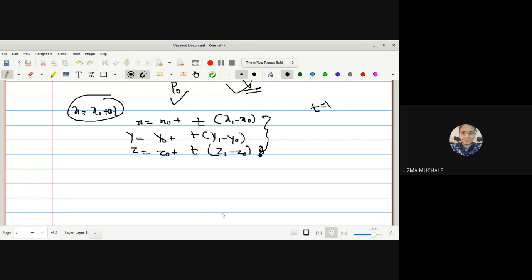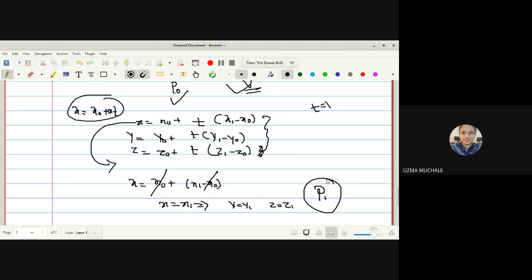t equal to 1 असेल तर काय होणार आहे? इक्वेशन सॉल्व करा. x is equal to x naught plus x1 minus हे दोन्ही कॅन्सल होणार आहे. x is equal to x1, that means similarly, we can get y is equal to y1, z is equal to z1, and we get a point t1. And if I say t is equal to 0, then we get a point t1. Okay.